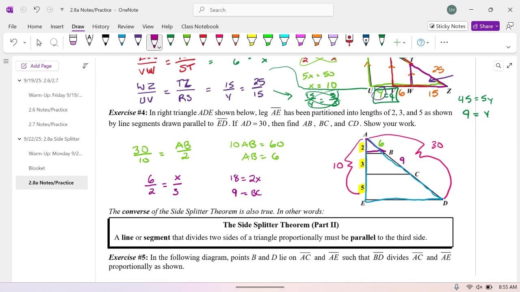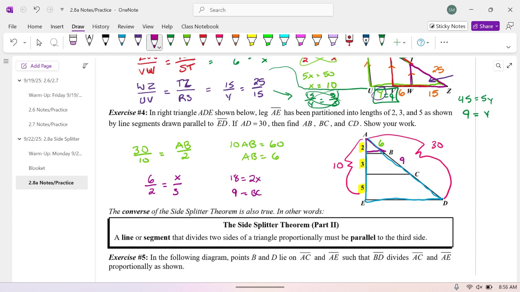Now let's double check if our big triangle similarity still holds up. We know 30 over 10 is a big triangle. Well, let's see if we look at this triangle. So we have 2 plus 3, that's 5. 6 plus 9 is 15. If I do 15 over 5, does that still give me 3? Yes, so we're still holding up.